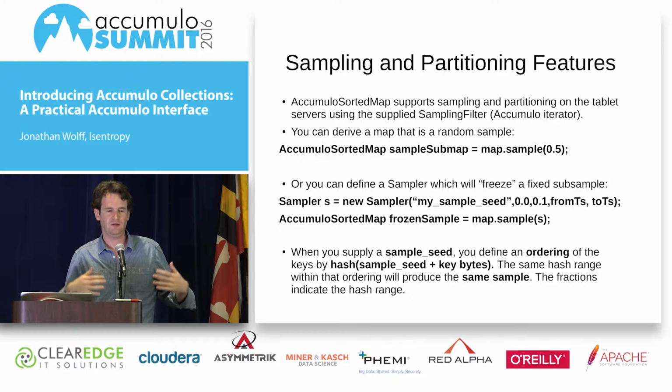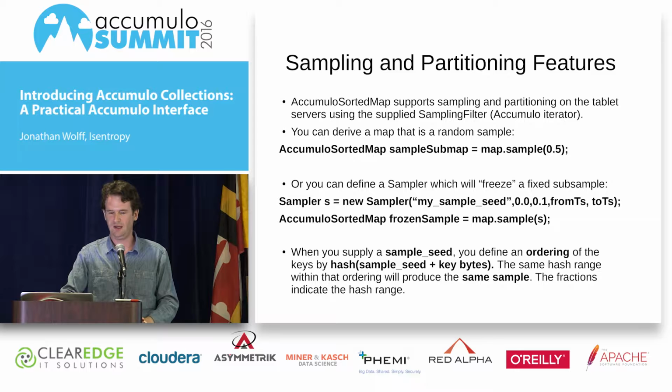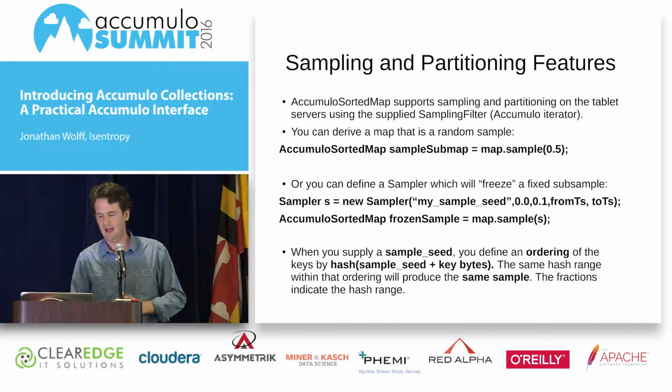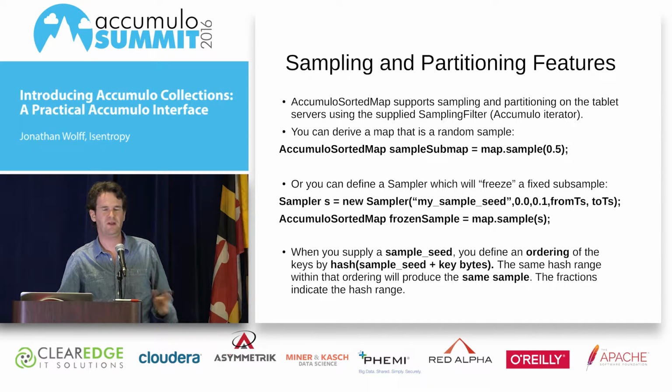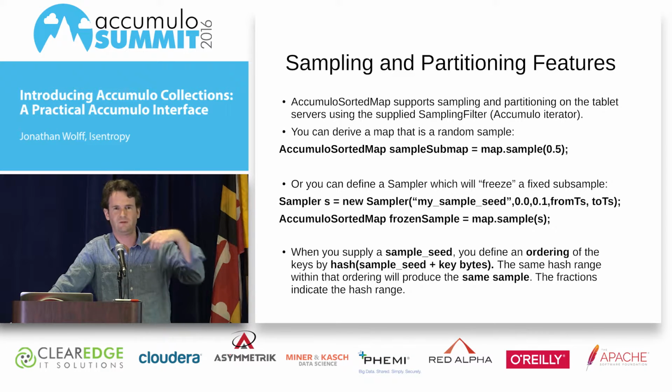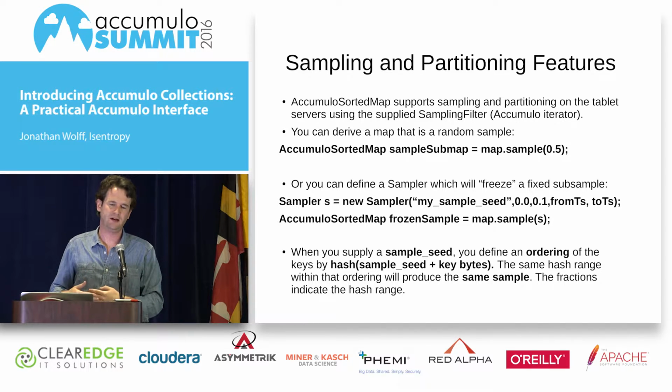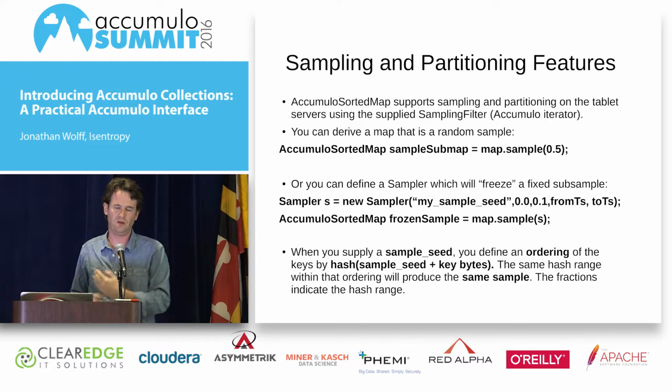And that brings an ordering of the keys. I mean, it computes a hash. I think it's a SHA-256 of the sampling seed and the key bytes. So each sampling seed has a new ordering of the keys, basically. And then the fraction that comes after the sampling seed indicates a range within that hash. So 0 is 0, 0, 0, 0, 0. 1 would be FFFFF for the number of bytes in the hash. And so the hash range uniquely identifies elements. And if you use the same sampler, it'll pick out the same elements each time.